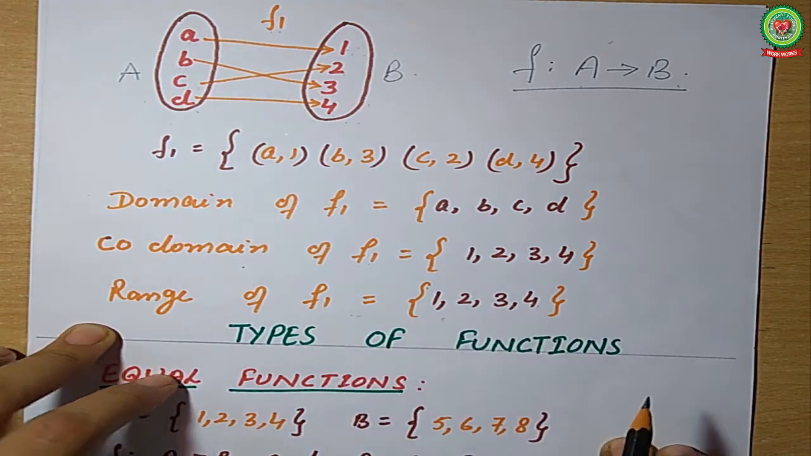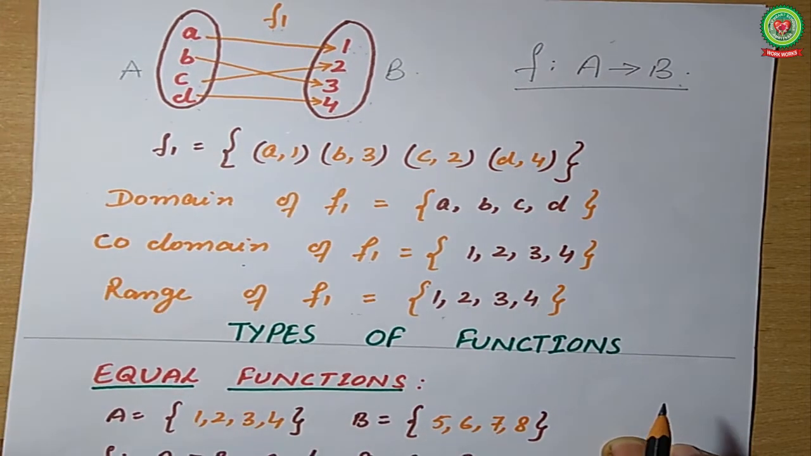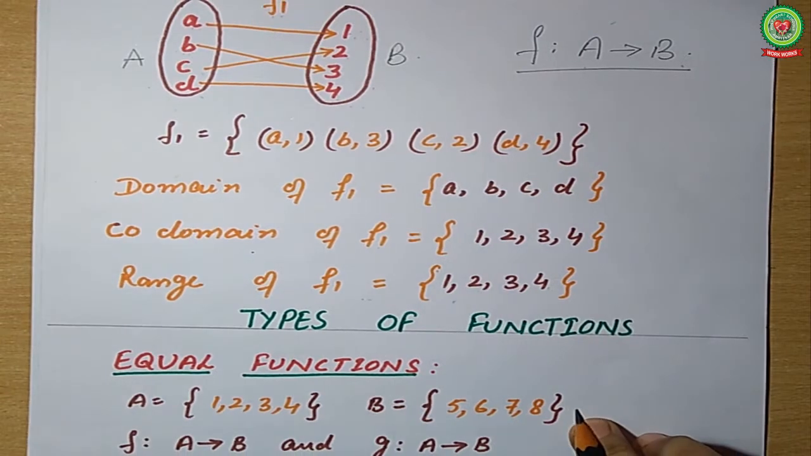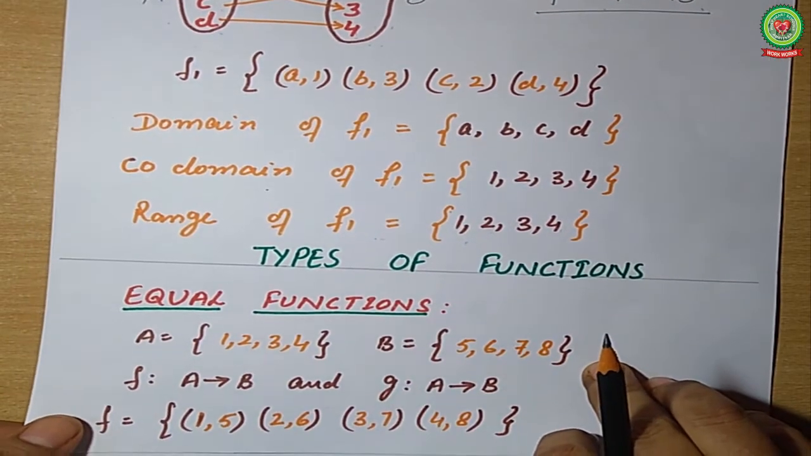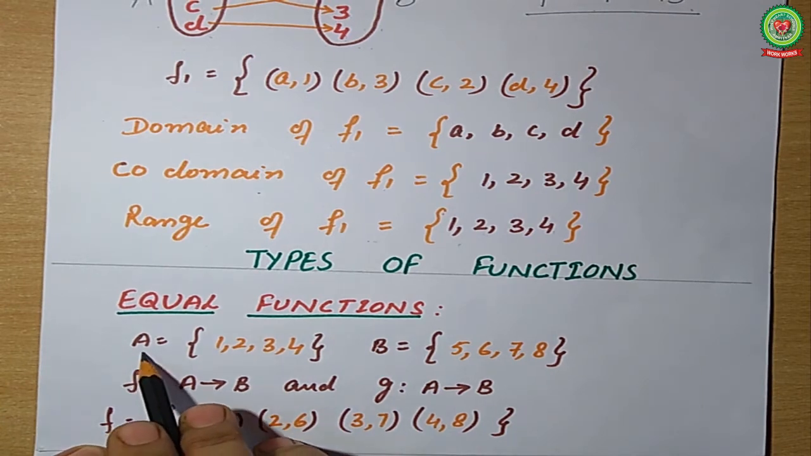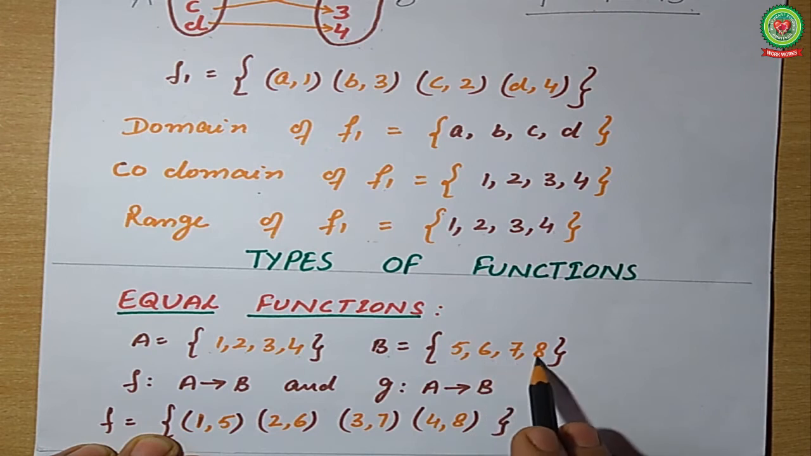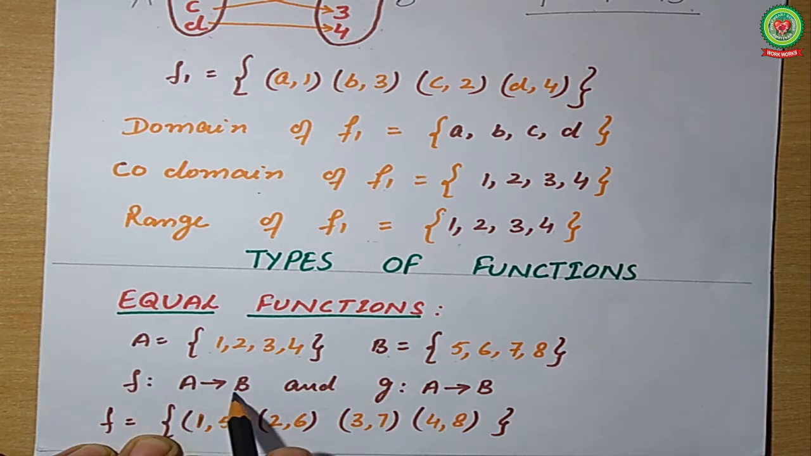Now types of functions. First we will discuss the equal function. If equal functions are there, then unequal functions are also there. Now I am taking one example. Set A is 1, 2, 3 and 4 and set B is 5, 6, 7 and 8. We are having two functions here: function F, set A to B, and function G, set A to B.